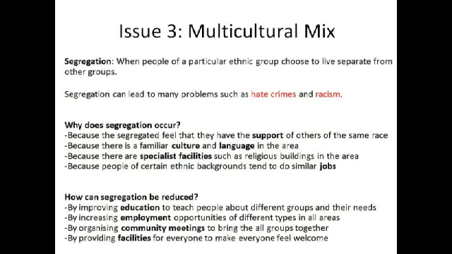Issue 3 is the segregation, which is a result of multicultural mix. Segregation is when people of a particular ethnic group choose to live separate from other groups, and it can lead to problems like hate crimes and racism, unfortunately. Segregation occurs because the segregated feel that they've got the support of others in the same race. So say I was from Turkey, and there was loads of other Turkey people living in the area. I might want to go with them rather than plonk myself in the middle of a typical British street, because they might turn against me because they feel I'm here to steal their resources or something like that.